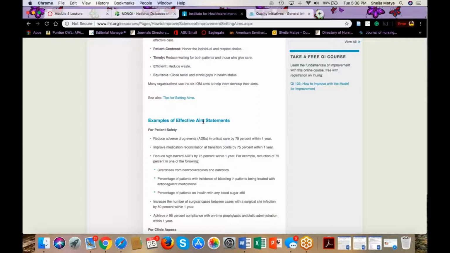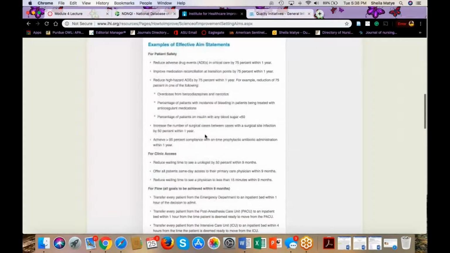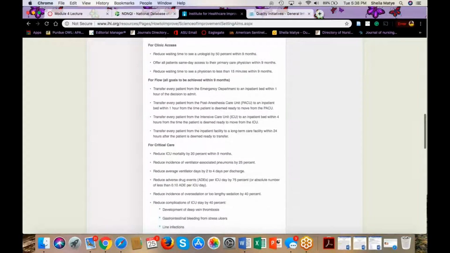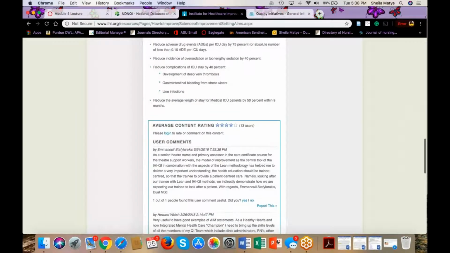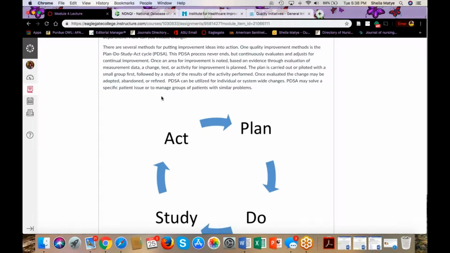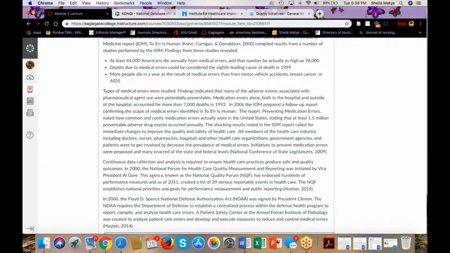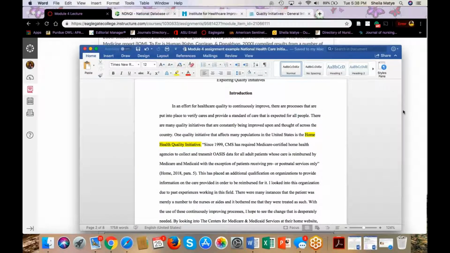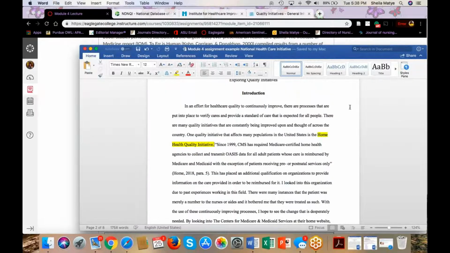Here's some aim statements to kind of help you on what you might want to write or how you want to word them. Let's see. So let's look at an example. And I know I showed this example before when we did the overview. Let me try to make it as big as I can.